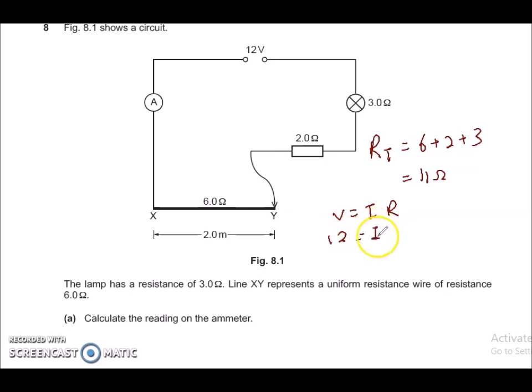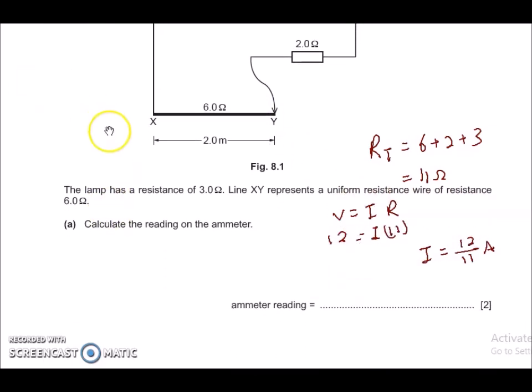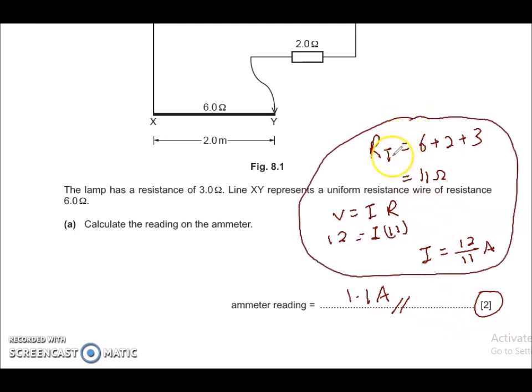We are going to find the current now. The resistance is 11, so 11 will move to the opposite side. So the current equals 12 over 11 ampere. This is your reading of the ammeter. Okay, can you calculate for me in your calculator here? So you got there the answer will be 1.1 ampere. There are 2 marks there. Remember this simple calculation is the calculation of a series circuit.